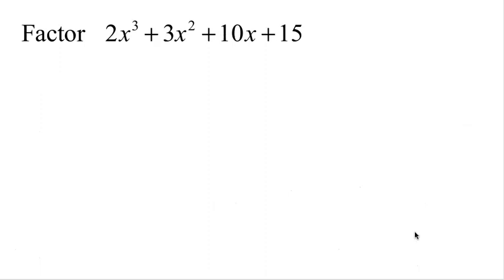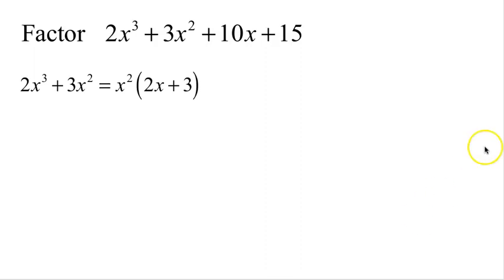Let's take a look at another one in that realm. 2x cubed plus 3x squared plus 10x plus 15. Doing two at a time. 2x cubed plus 3x squared, I can take an x squared out of each of those. 10x plus 15, I can take a 5 out of each of those. So extracting the x squared, 2x cubed divided by x squared is 2x. 3x squared divided by x squared is 3. 2x cubed plus 3x squared is x squared times quantity 2x plus 3.